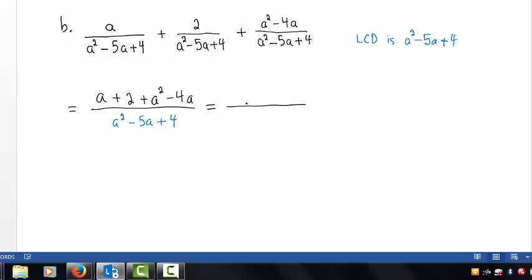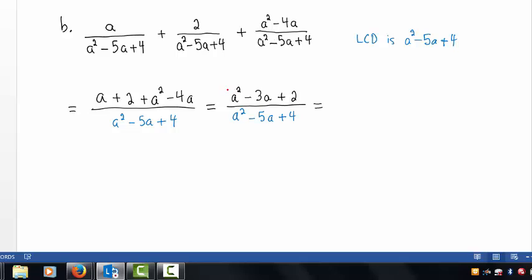In the numerator, this cleans up to a squared, 1a and a negative 4a add up to negative 3a, and then plus this 2 right here. Carry the denominator along. We cannot simplify this rational expression unless the numerator and the denominator are factored and have a common factor which can be divided to 1.